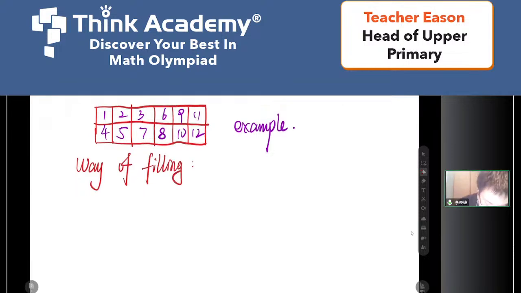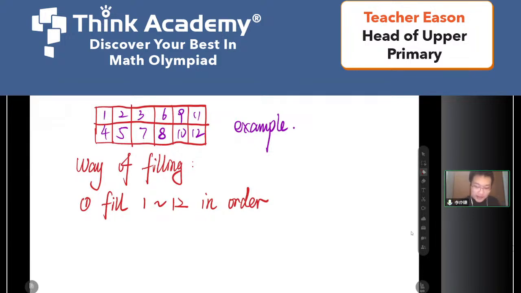So firstly, we write 1 to 12 in order. First we write in a 1, then a 2, then a 3, then a 4. Now you would see that there are 2 rules.